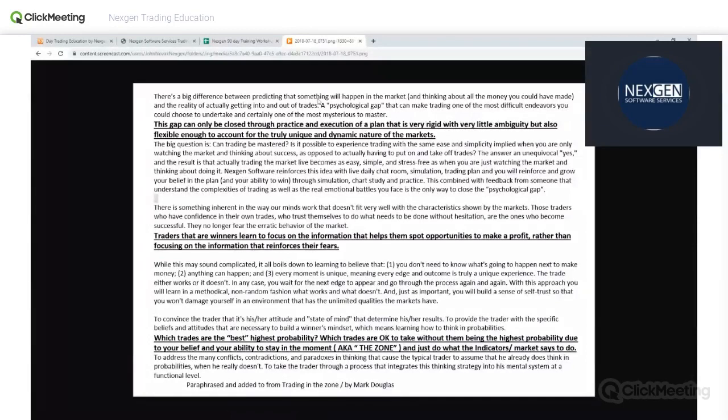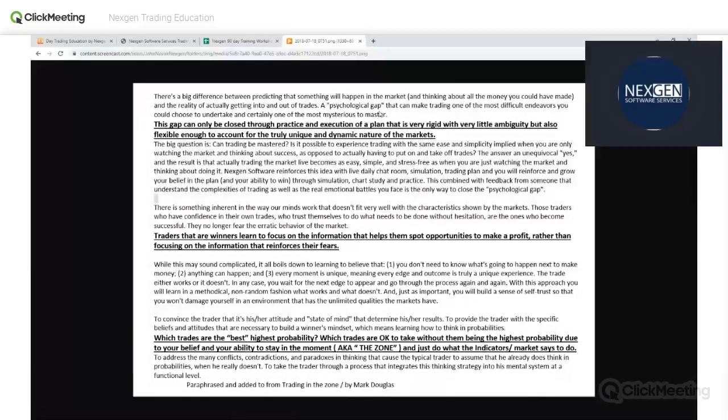And again, this is a little excerpt from his book and some of my own personal writing is in dark, bold black underlined. So I took a portion of his book and I added my own comments to this. So just so you guys know what's mine in the dark highlighted and what's his. And again, the whole theory of the psychology of trading, right? The difference between predicting something that will happen and thinking about all the money you could have made and the reality of actually doing it.